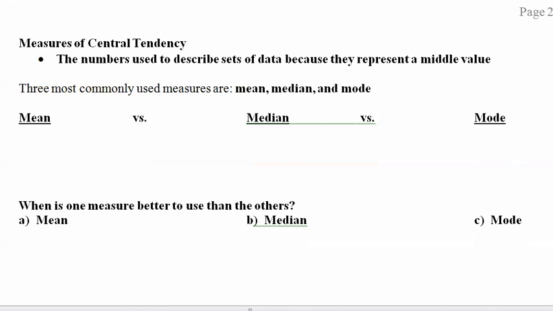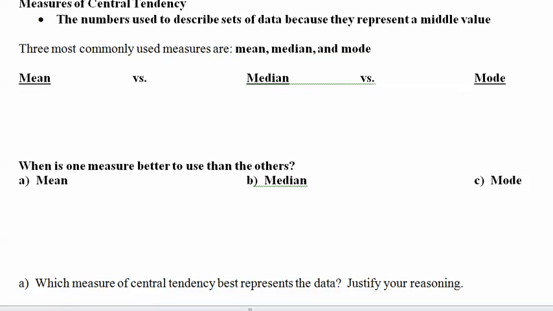Numbers used to describe data represent a middle value: mean, median, and mode. Mean is your average. If you got an 86 and an 88 and a 90, we'd add them up, divide by 3, and get 88.